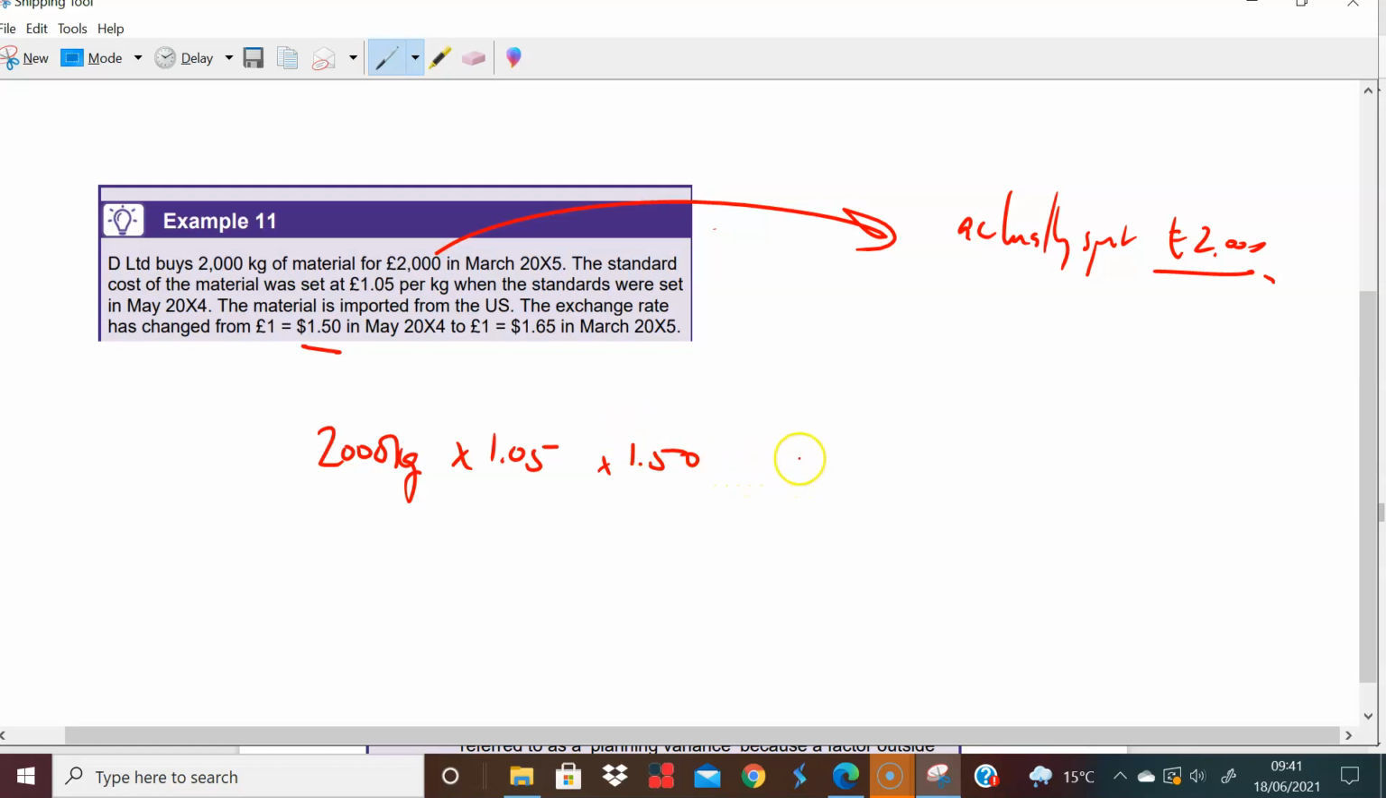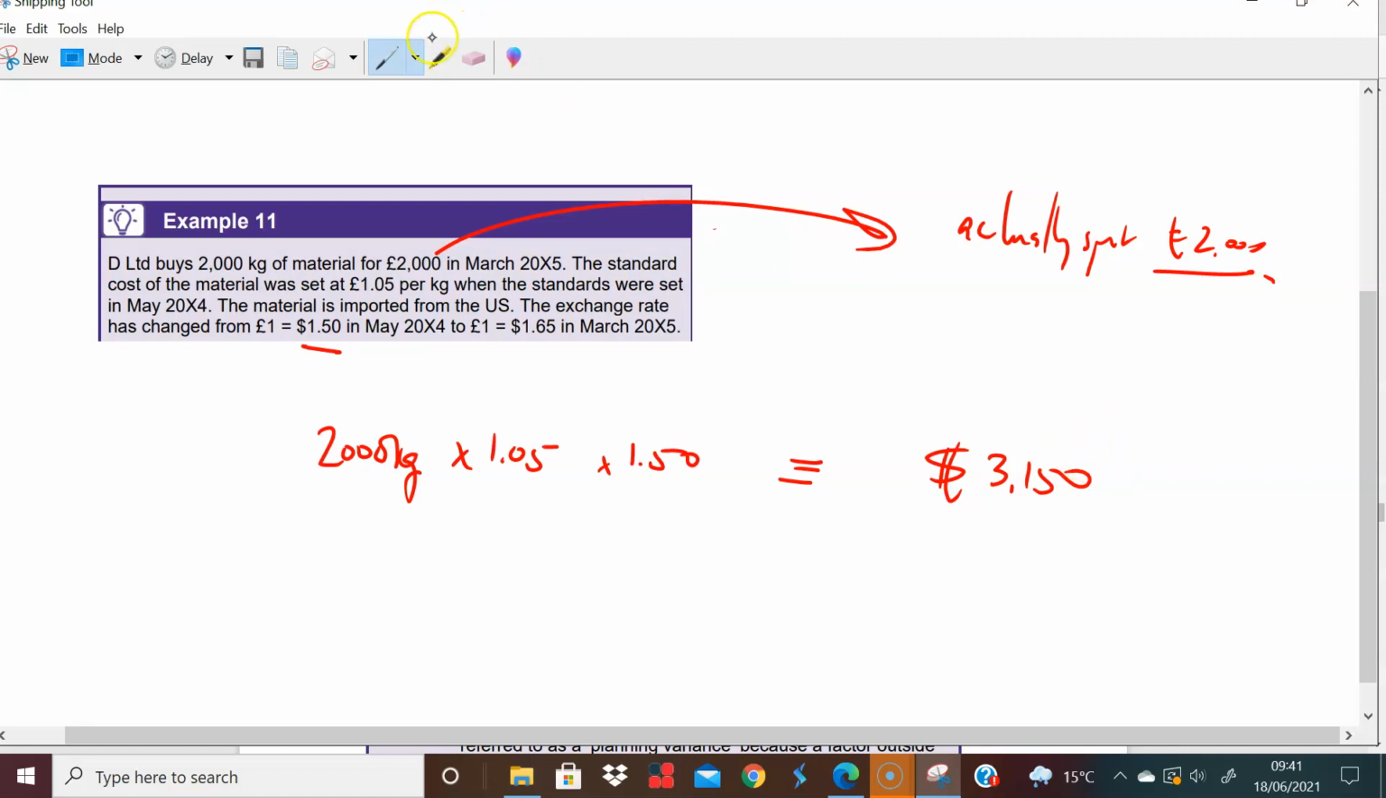Right? It means that this product costs in the US 2,000 kilograms times £1.05 times $1.50, because £1 will get you $1.50, and that gives you $3,150. That's the case, $3,150. So that's how much these 2,000 kilograms should cost in dollars. That's how much it should cost, and that's what it costs.